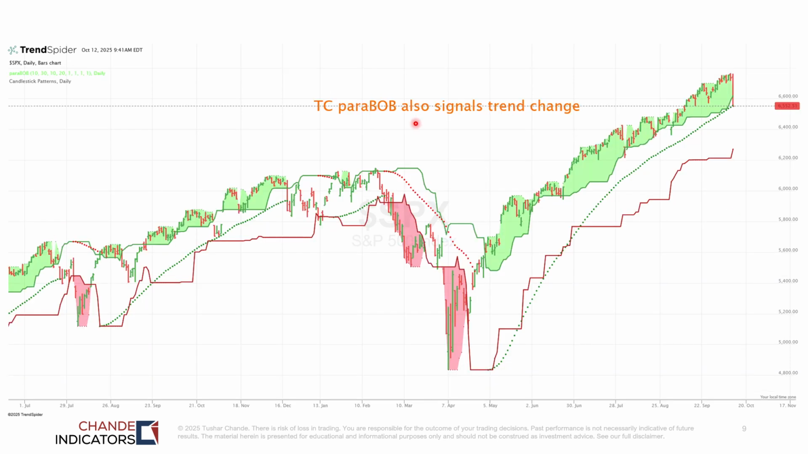So this is the Para Bob indicator, i.e. we've got the breakout body adaptive Donchian coupled with the parabolic trailing stop. The green dots are the parabolic trailing stop. The green area tells you we have a breakout. We have a close below the trailing stop, so a change in trend.